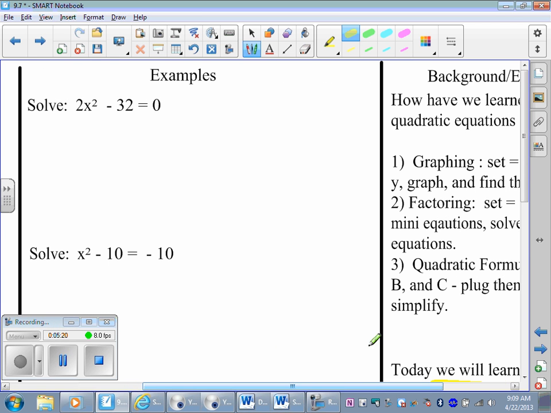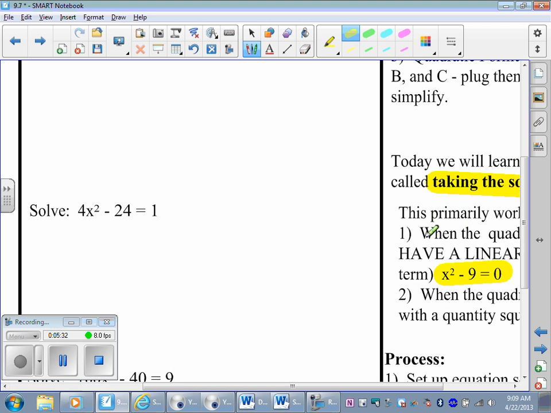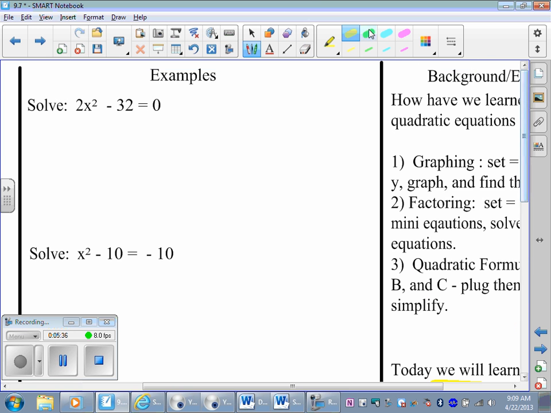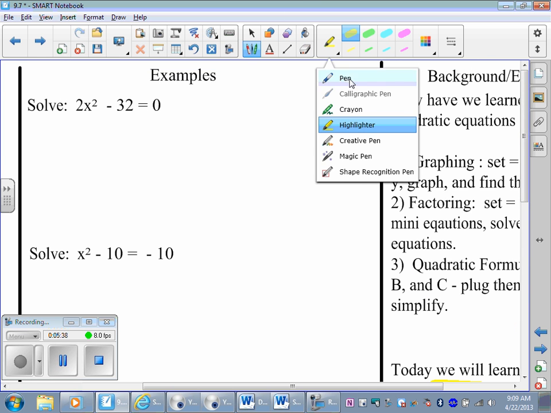Solve. 2x squared minus 32 equals 0. Well, the first thing I'd want to realize is, hey, wait a minute, there's no x term. There's no linear term. So this meets one of those situations right here, in which this technique works really well. So I think I want to use this technique.